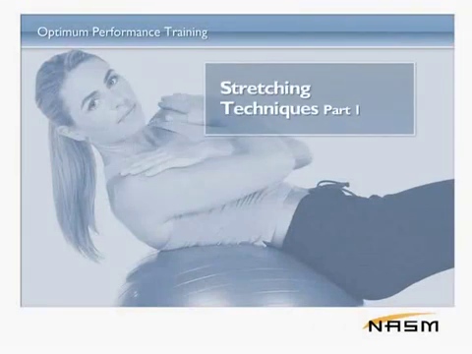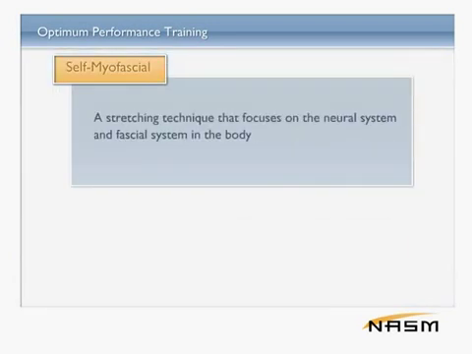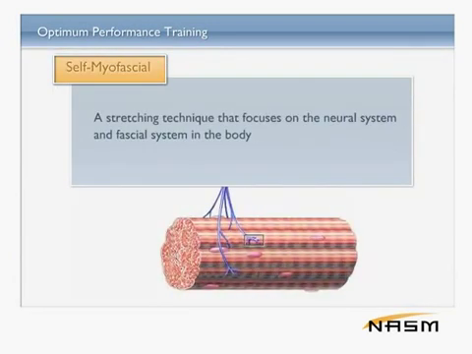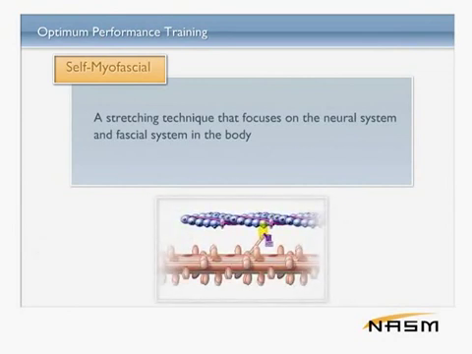Stretching Techniques, Part 1. Self-myofascial release is a stretching technique that focuses on the neural system and fascial system in the body. By applying gentle force to an adhesion or knot, the elastic muscle fibers are altered from a bundled position into a straighter alignment with the direction of the muscle and/or fascia.